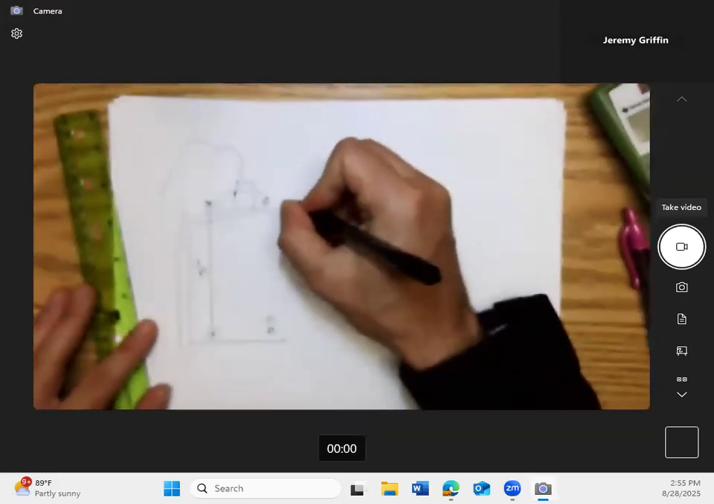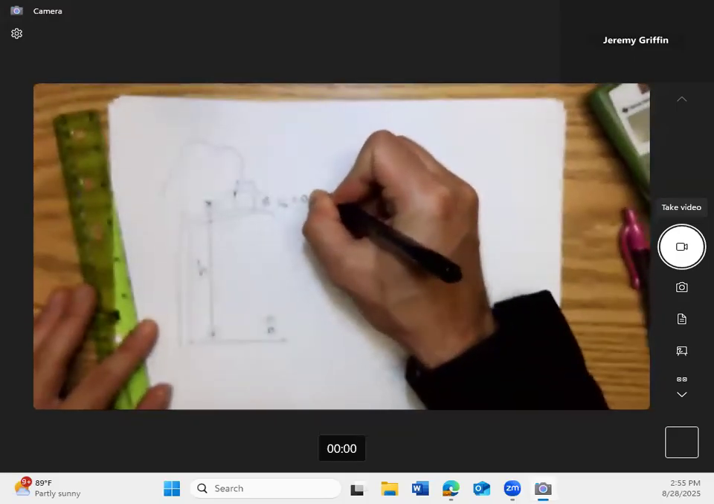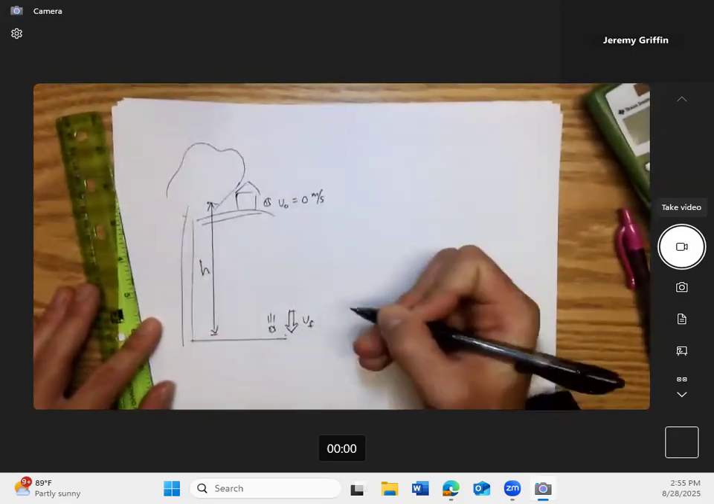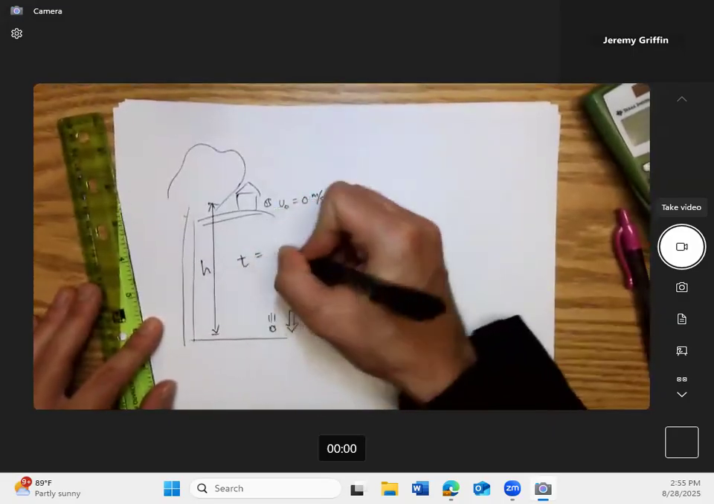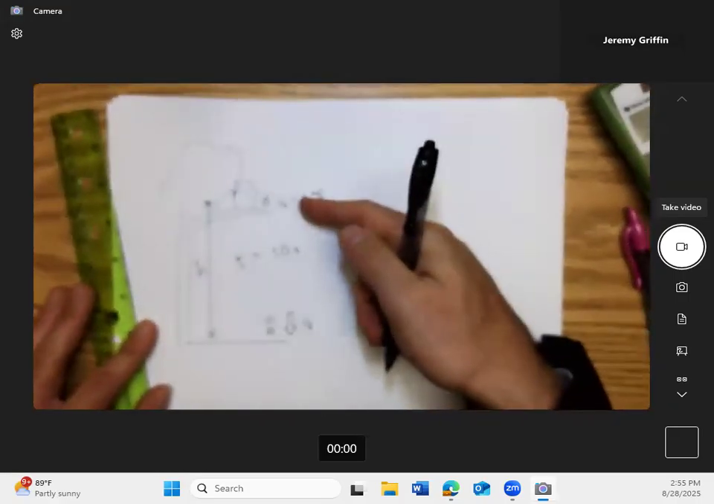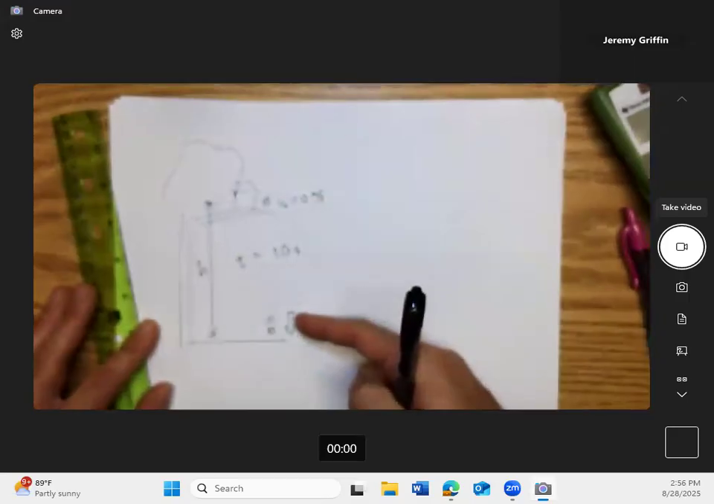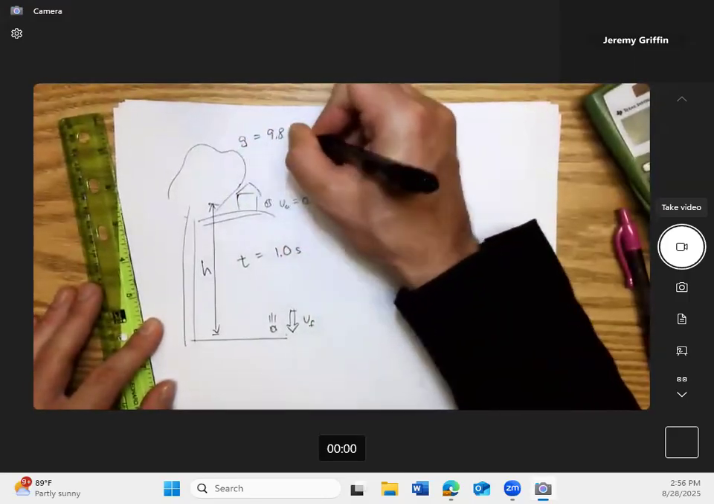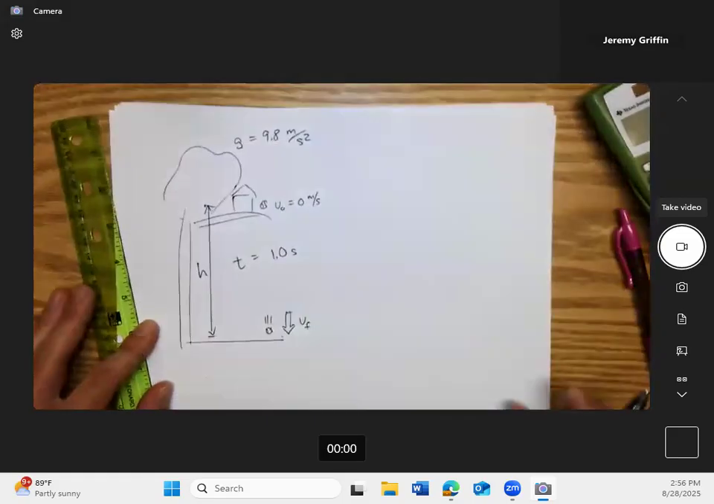I know v naught is 0 meters per second because I'm just dropping it. I'd like to know this crash speed, what is v final? I know the time it took was 1 second exactly. Somebody timed it with a stopwatch, so as soon as he lets go, they start timing. It takes 1 second to fall. And we're going to call Earth gravity 9.8 meters per second squared today.